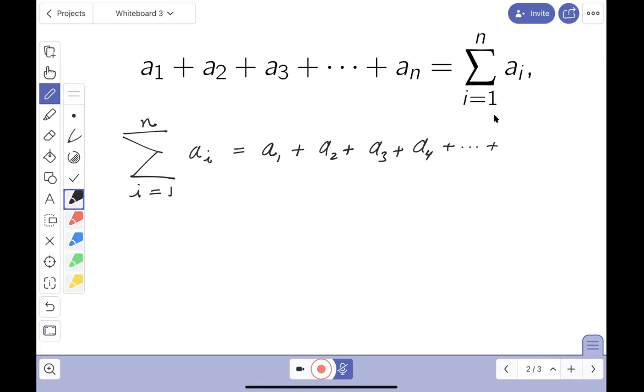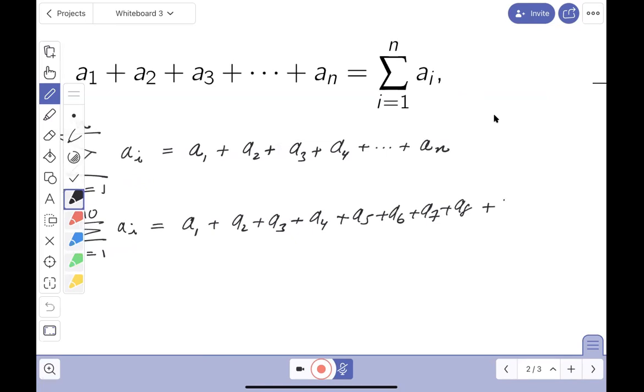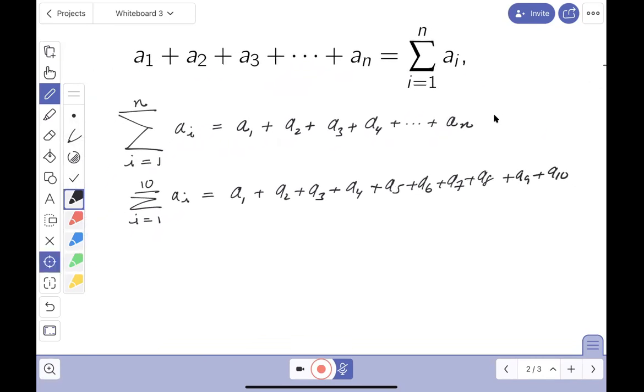Well, what's the stopping number? n. All right. So if I write this one over here, i equals 1 to 10 of a_i, what would I write down? a1 plus a2 plus a3 plus a4 plus a5 plus a6 plus a7 plus a8. Gee, I'm running out of room. Plus a9 plus a10. How many terms do I have over there? 10 terms. Let me count them up for you: 1, 2, 3, 4, 5, 6, 7, 8, 9, 10. 10 terms. All right, we're adding together.